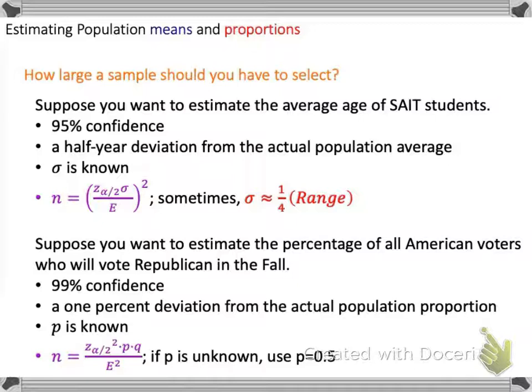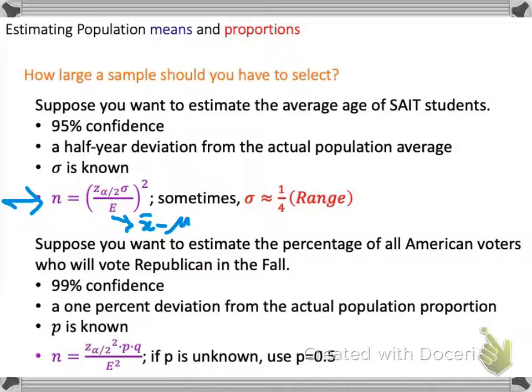Your n is this formula as shown here, and that formula, you have that in your formula booklet. This is your n right there: Z sub alpha over 2 times sigma over E, all squared, where E is the error. That's the difference between the population parameter and the sample statistic. That's what I was saying a few seconds ago. So this E here is X bar minus mu.